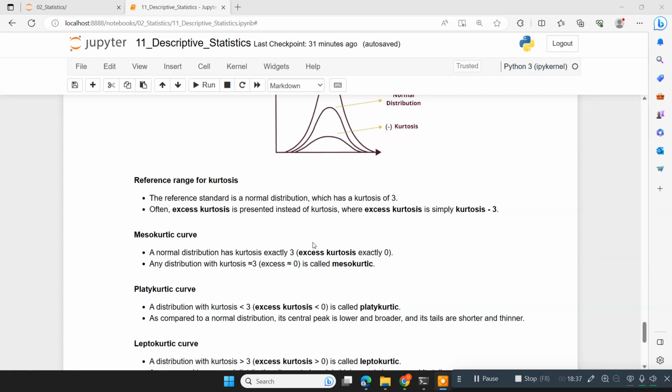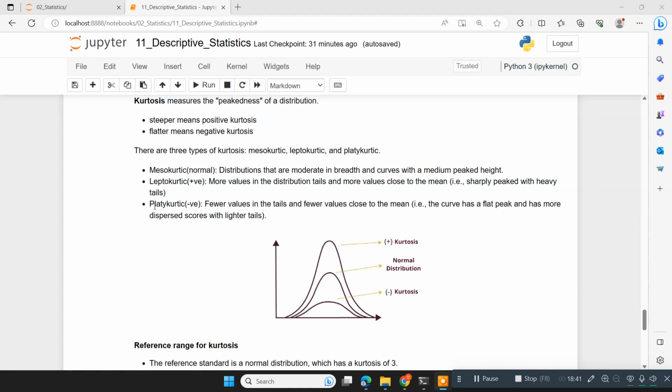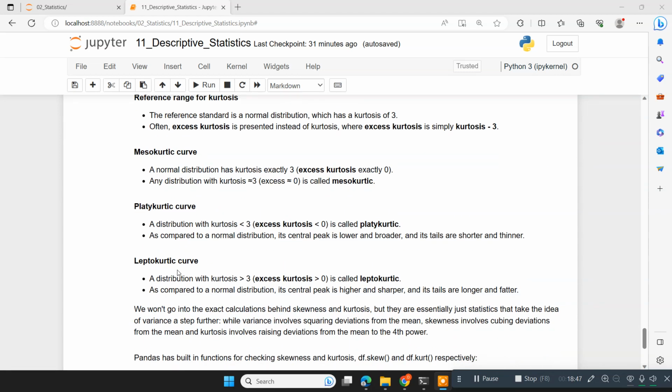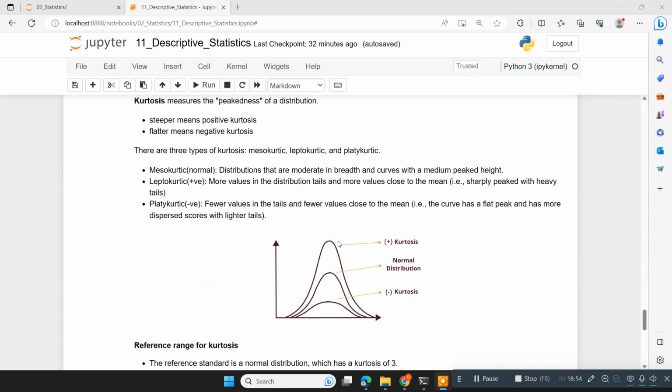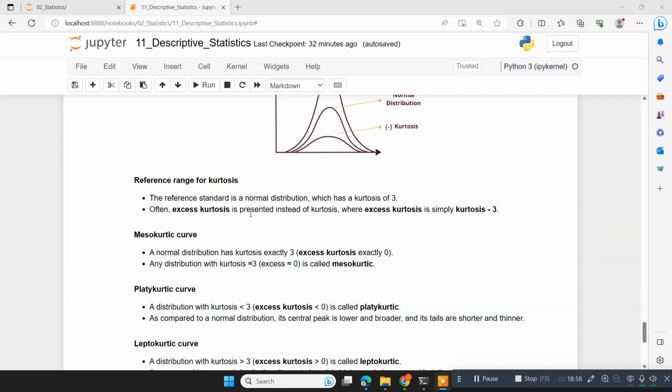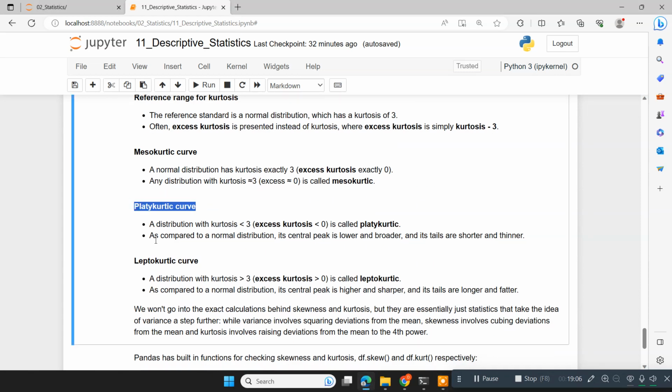And if it is less than 3, this one, platykurtosis, this flattened curve. And the other one is leptokurtosis, which means greater than 3. So greater than 3 means this one, positive kurtosis. So based on the range of values, there are 3 types: mesokurtosis means normal, this is negative, and this is positive.